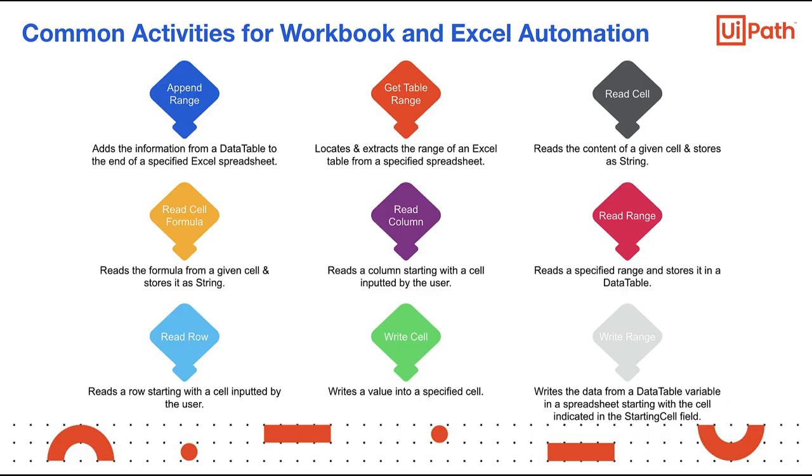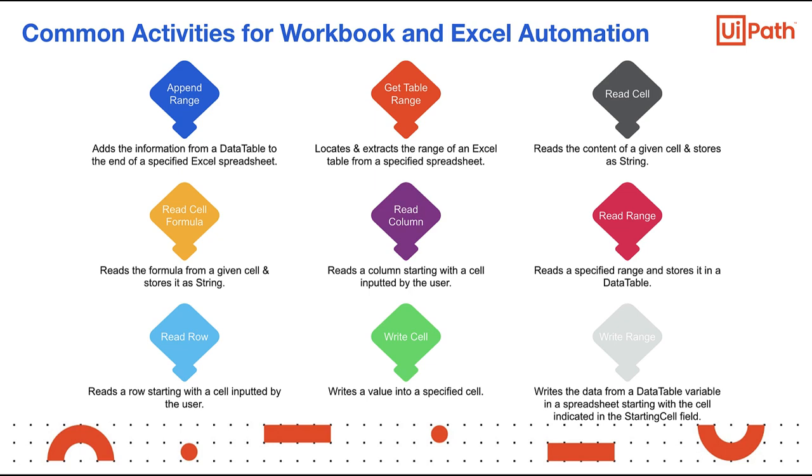Append range adds the information from a data table to the end of a specified Excel spreadsheet. If the sheet does not exist, it will create it. Get table range locates and extracts the range of an Excel table from a specified spreadsheet using the table name as the input. In addition to these, there are common activities for reading from and writing to a workbook, and these are read cell, read cell formula, read column, read range, and read row.